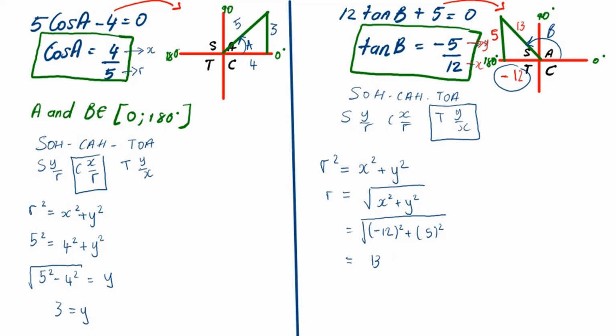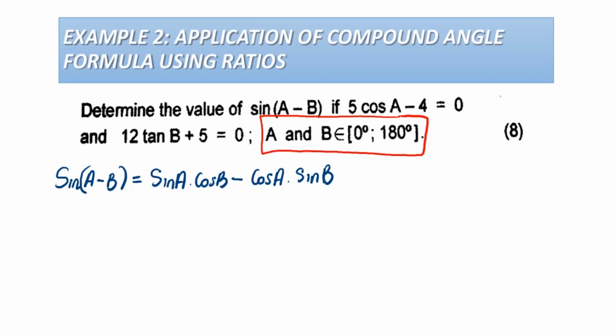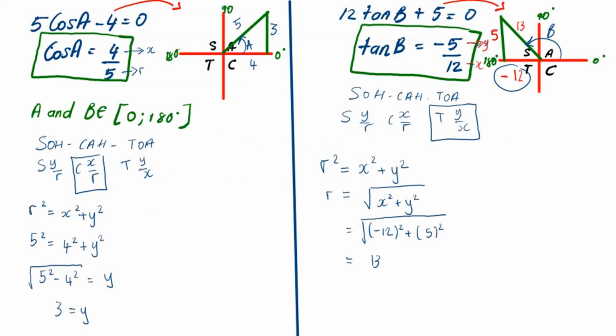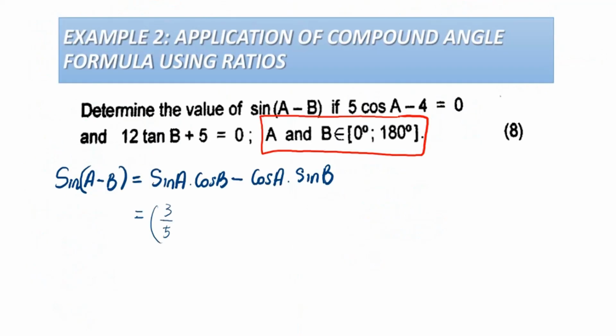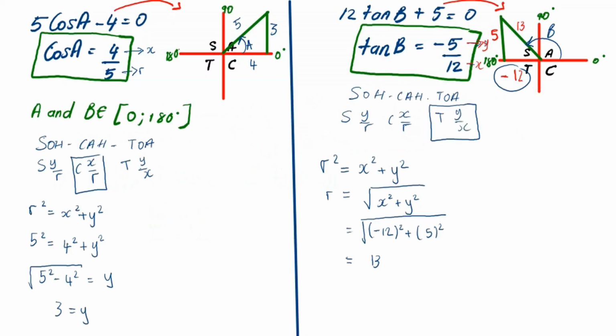From here, we will be able to define our trig ratios in terms of our angle A as well as our angle B. So we can go back to our question and substitute. What is sine of A? We go to our angle A. Sine of A is your y over your r. Your y is 3, and your r is 5. So sine of A is 3 over 5, times what is cos of B? You go to your diagram that has your angle B. Cos is x over r, so what is your x? It's negative 12.